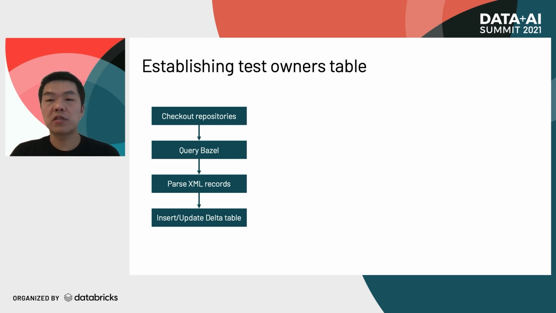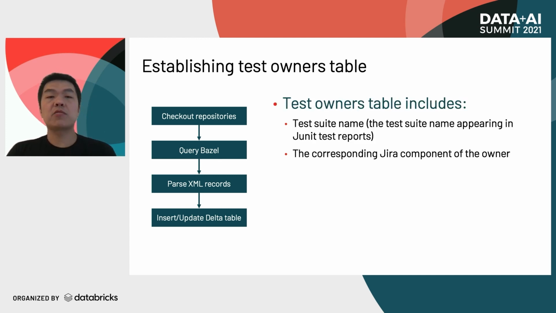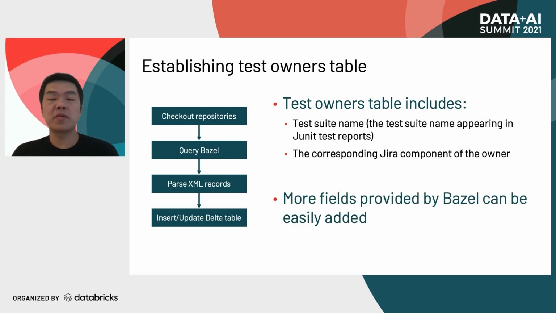For the task owner table, every record shows the task suite name and its corresponding Jira component of the owner. Since we use Jira to track issues, the team name we saw in the previous slide was simply a pointer for us to find the actual Jira component. With this task to owner records, we will be able to tell who owns the task. In case we need other fields from Bazel build definitions, we can easily adjust this pipeline to include those new fields.